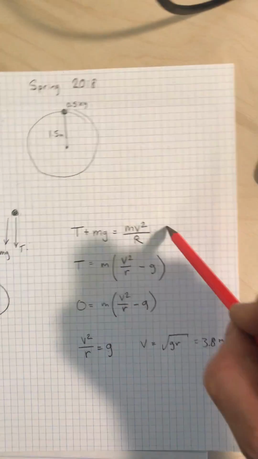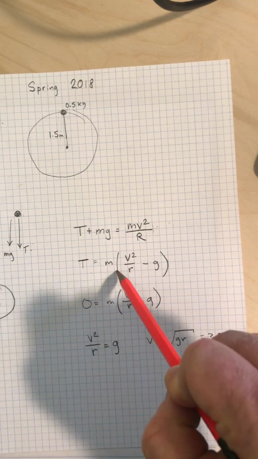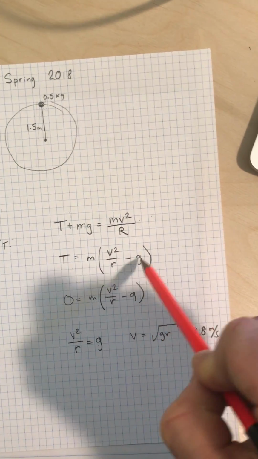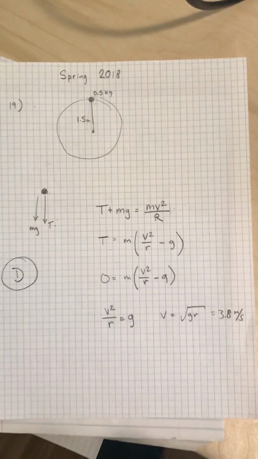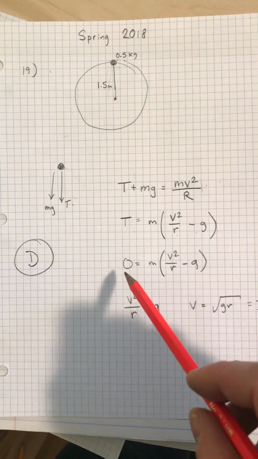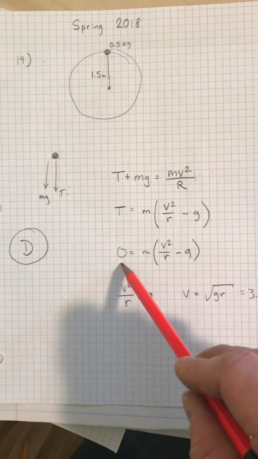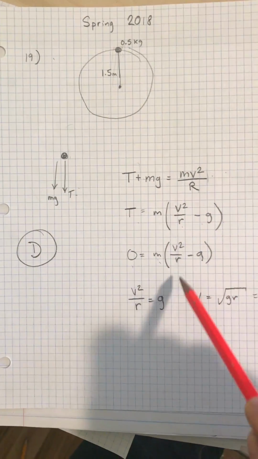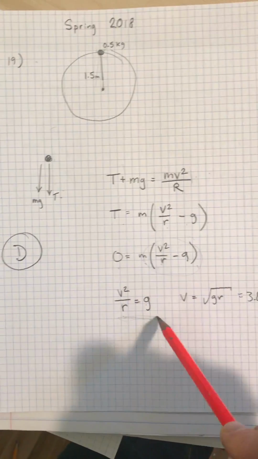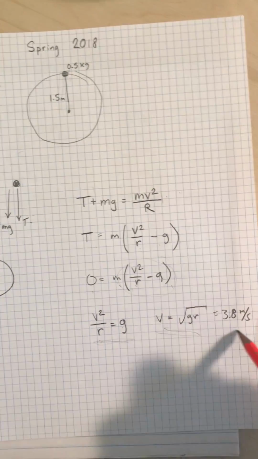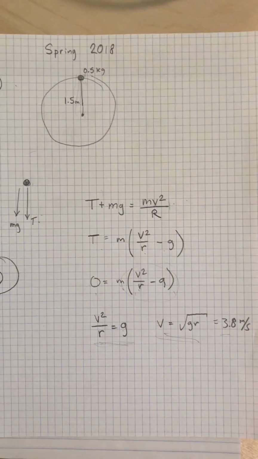I'm going to subtract the mg over to this side, and I get that the tension equals mv squared over r minus mg. And we're asked for the case where the tension goes to 0. In that case, if we solve for tension equals 0, we see that that happens when v squared over r equals g. Therefore, v equals the square root of gr, which is 3.8 meters per second.